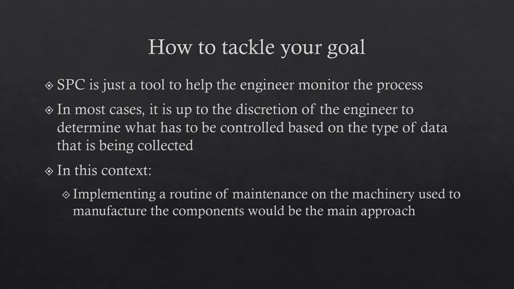This leads us to how to tackle your goal. At the end, statistical process control is just a tool to help the engineer monitor the process, but in our context, implementing a routine of maintenance on the machinery used to manufacture the components would be our main approach.